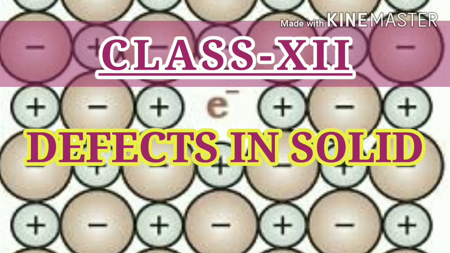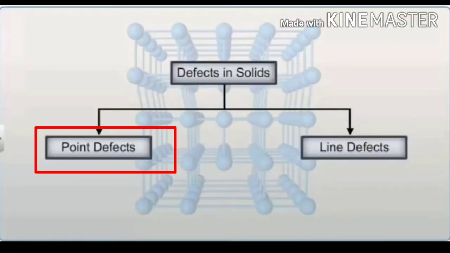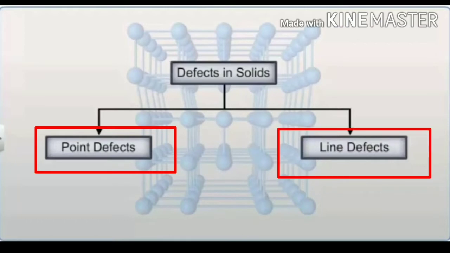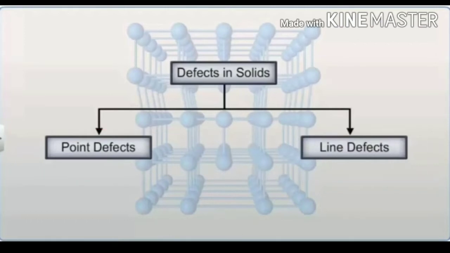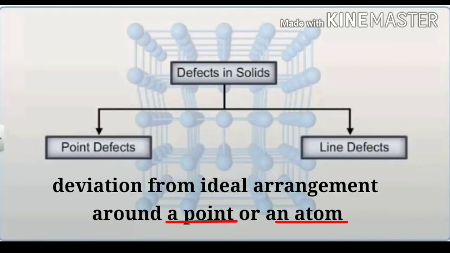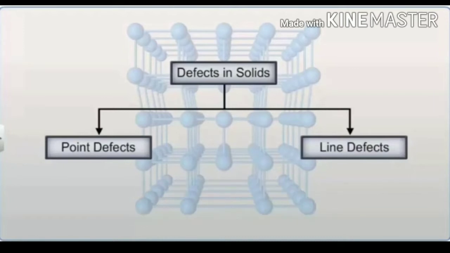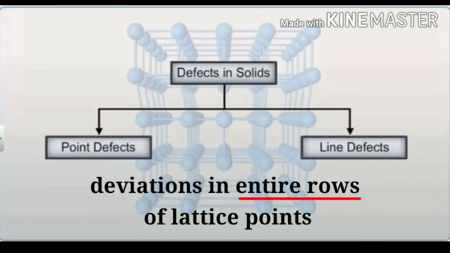These defects in solids are classified into two: point defect and line defect. Point defects are the irregularities or deviations from the ideal arrangement around a point or an atom in a crystalline substance, whereas line defects are the irregularities or deviations from the ideal arrangement in entire rows of lattice points.